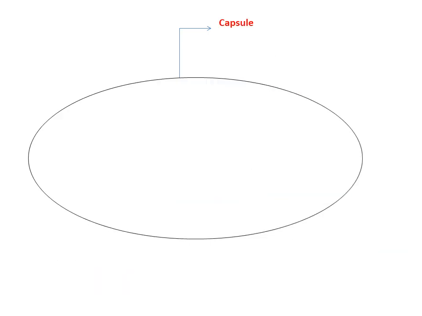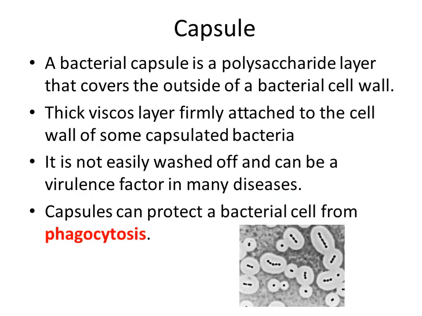First we'll see the capsule. The bacterial capsule is the outermost layer of the bacteria. Normally it is made up of polysaccharide. It is thick, viscous and will not easily wash off. Normally it gives protection for the bacteria to avoid phagocytosis by our immune cells.